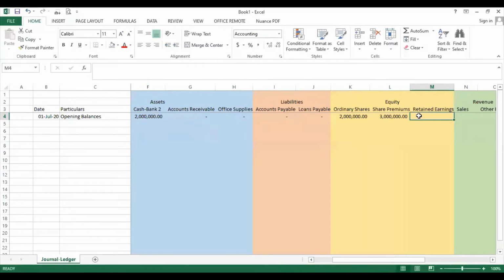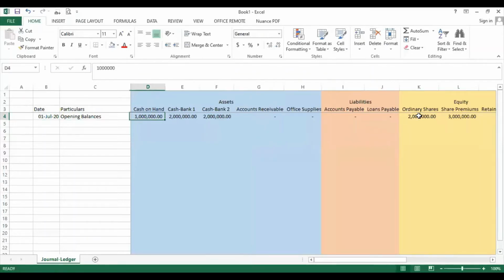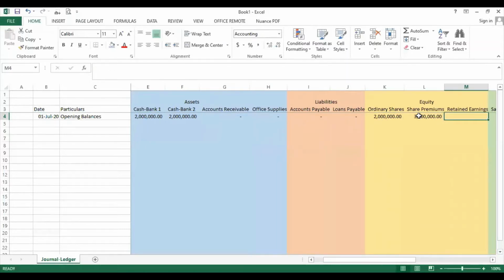Okay. Let's look at our balances. Our assets here is 1 plus 2 plus 2 million equals 5 million. Liability 0. Equity is 2 million plus 3 million. So our equation is balanced.